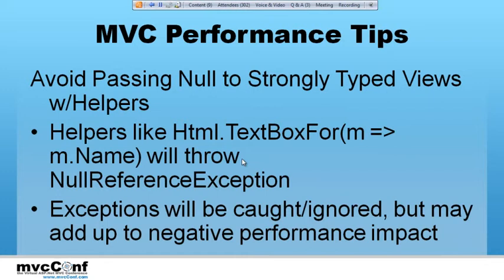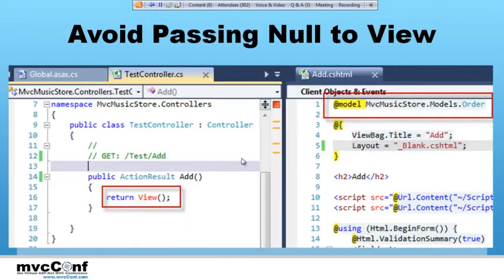Now unfortunately this happens to be the default that will be generated whenever you create a new action template. You create a new action, create a new view, and you use the add template. It's going to do this by default. And we'll see that that has a significant performance penalty. Depending on how many fields there are, every single one of them throwing a null reference can add up quickly.